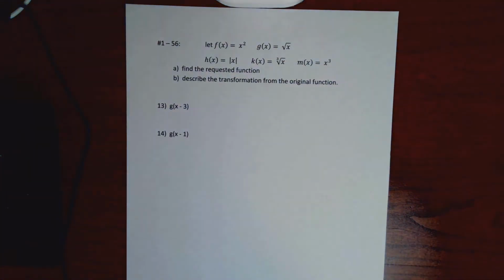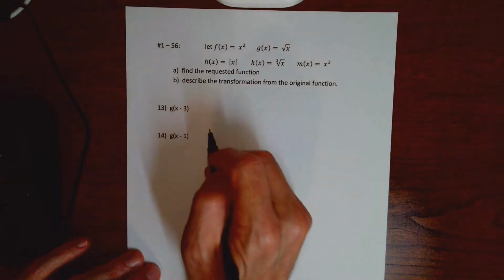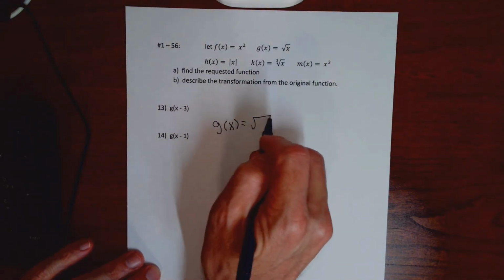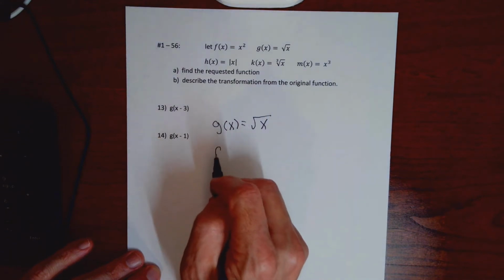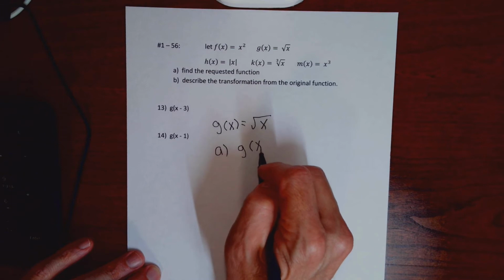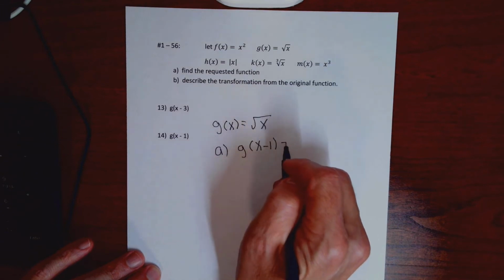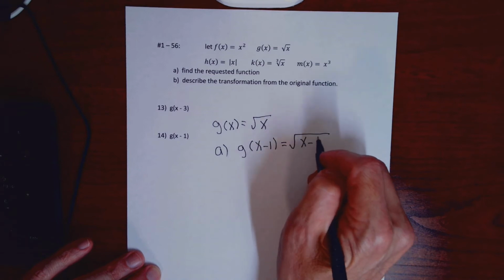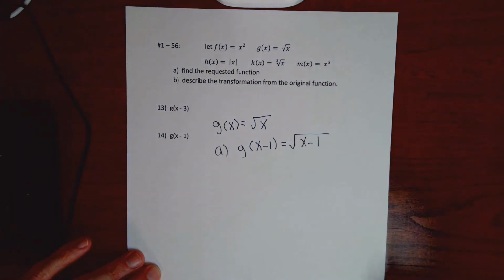New function to work with. Now we're working with the square root function. The square root function is nice because the square root symbol kind of works like a parentheses. It makes it so I don't need to introduce a parentheses in the part A here. For part A, to do g of x minus 1, because the x minus 1 is in the parentheses, the x minus 1 needs to go under the square root symbol.